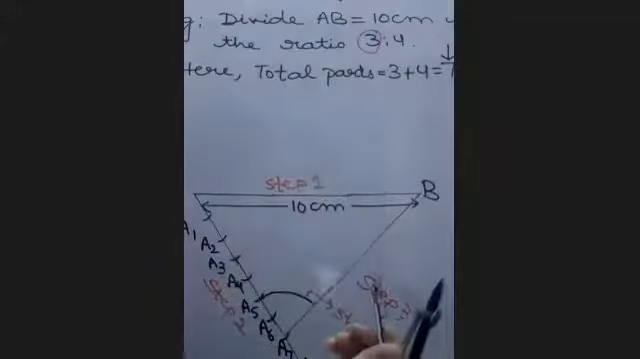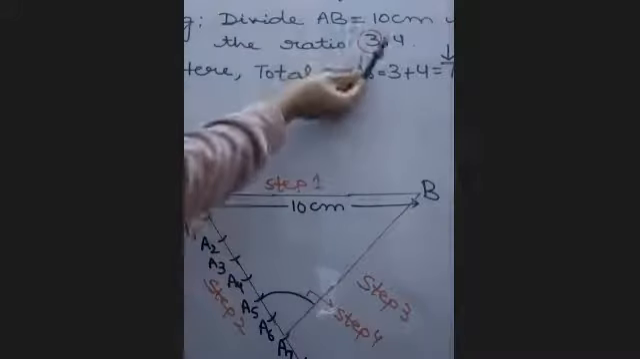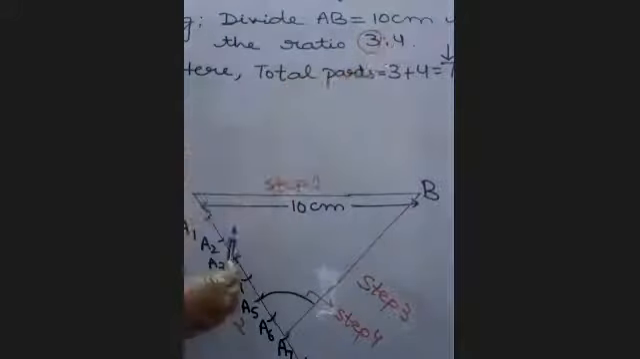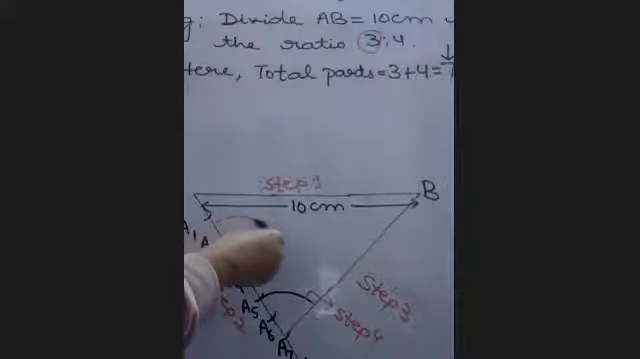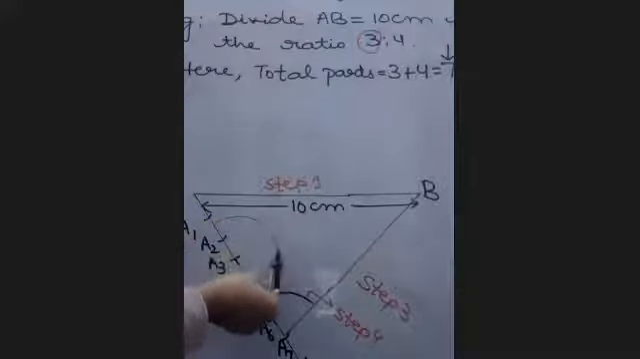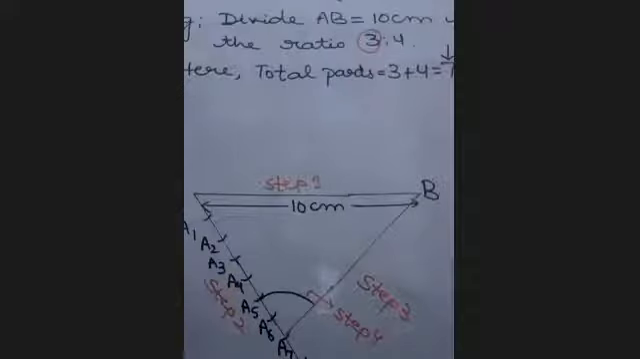Using the same radius, keep your compass at A3 because we need 3:4. Keep your compass at A3, draw an arc. But now this side I have a fixed end, but another side I don't know how long I have to go. Do we have any end point this side? Here we had this. This side we do not have any end point.